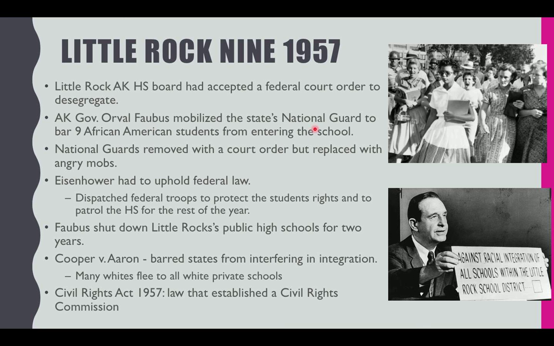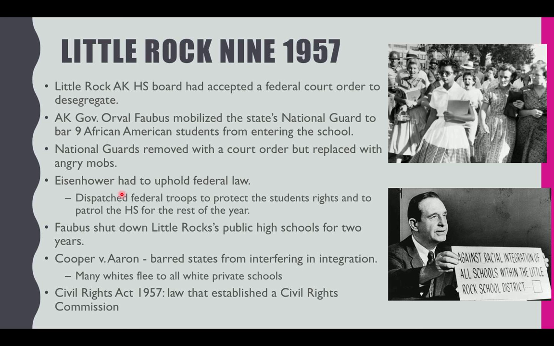And he's going to mobilize the National Guard. And what he's trying to do, and this is going to sound ridiculous because it was ridiculous, is he's trying to bar 9 African American students from entering the high school. 9 students. Think of you and 8 other friends trying to go into school and the National Guard coming to stop you. The National Guard is going to be removed with a court order, because they're not supposed to be there. They're not supposed to stop these kids from going to school. But when the National Guard is removed, in comes the angry mob of people who are against the desegregation of school.